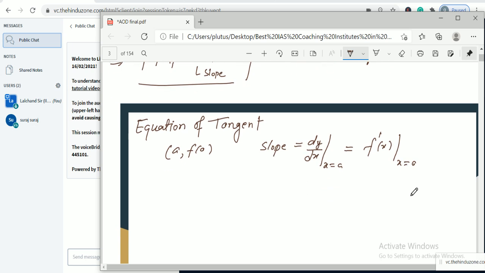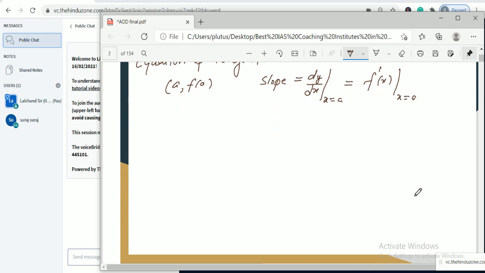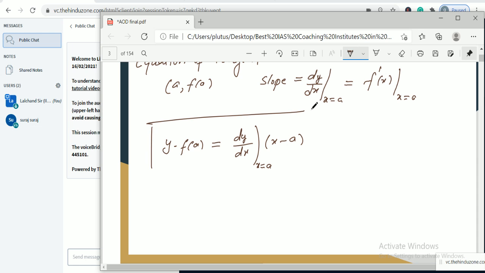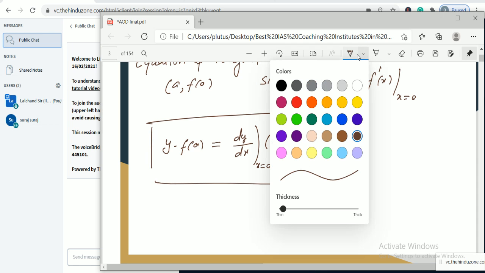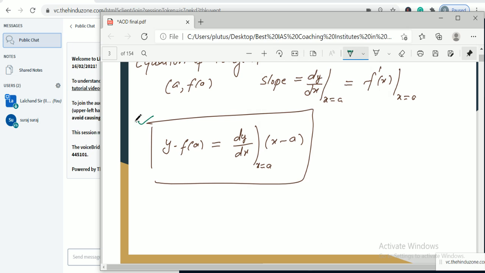So if we write equation of tangent, that is simply y minus f(a) equal to dy by dx at x equal to a, times x minus a. This is the equation of tangent. Okay, are you getting this point? This is the equation of tangent.